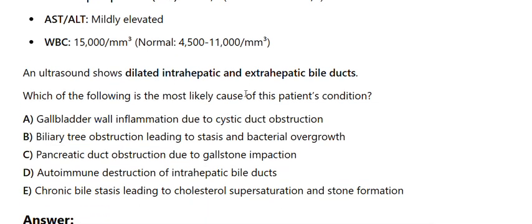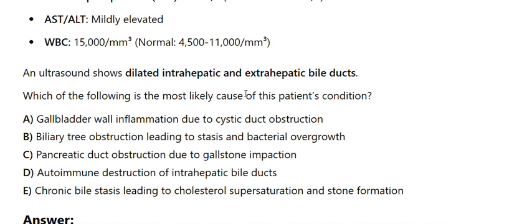A. Gallbladder wall inflammation due to cystic duct obstruction. B. Biliary tree obstruction leading to stasis and bacterial overgrowth. C. Pancreatic duct obstruction due to gallstone impaction. D. Autoimmune destruction of intrahepatic bile ducts. E. Chronic bile stasis leading to cholesterol supersaturation and stone formation.